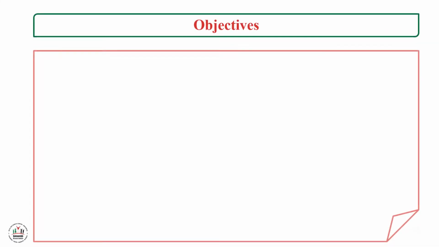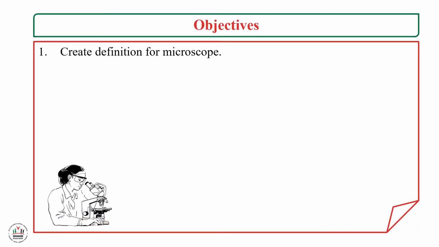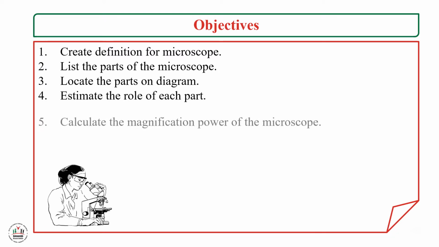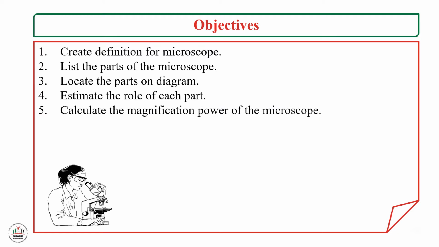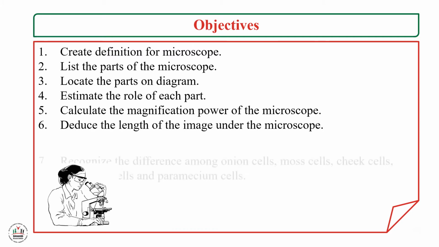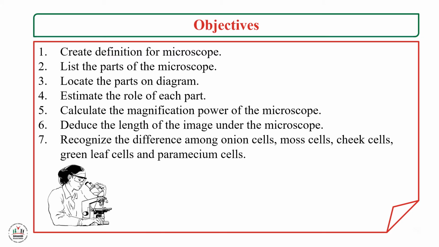Our objectives for this lesson are: the first one is to create a definition for microscope. The second one is to list the parts of the microscope. The third one is to locate the parts on diagram. The fourth one is to estimate the role of each part. The fifth one is to calculate the magnification power of the microscope, then to deduce the length of the image under the microscope, and the last one is to recognize the difference among onion cells, moss cells, cheek cells, green leaf cells, and paramecium cells.